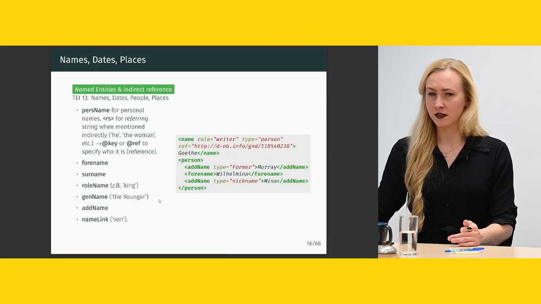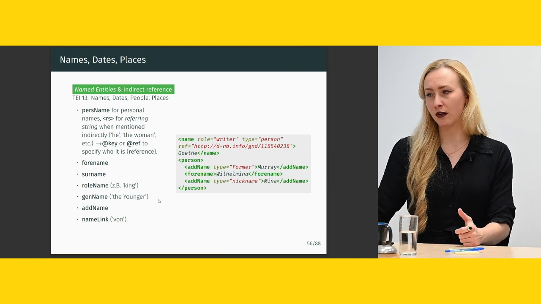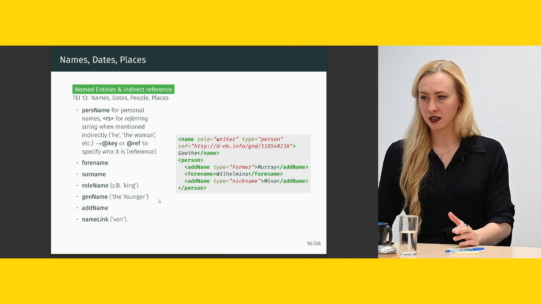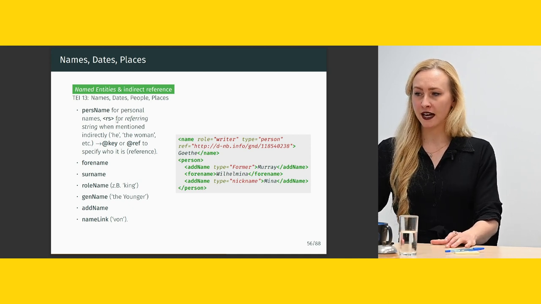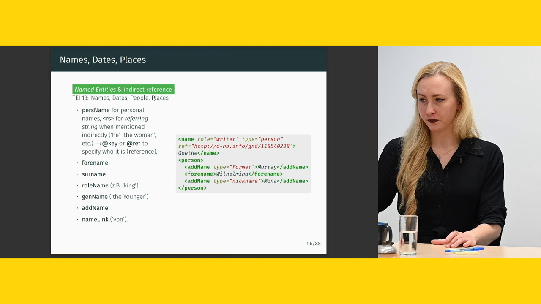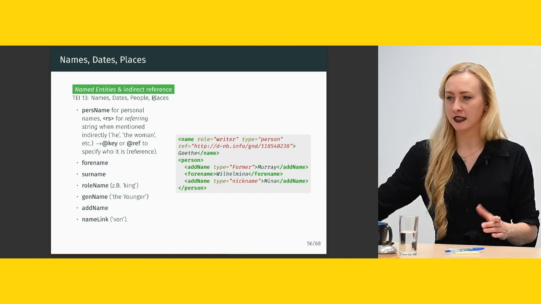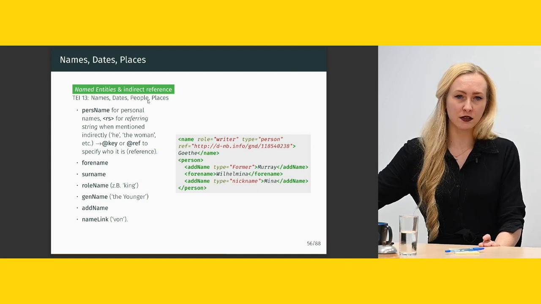An important thing to know is that there is a whole module about so-called named entities. That's names, dates, places, organizations, and so on. It's the TEI chapter 13. It's also linked here as a module. The most important ones for you to know, or for you to know what it looks like, is in this case, person name. That's for personal names.